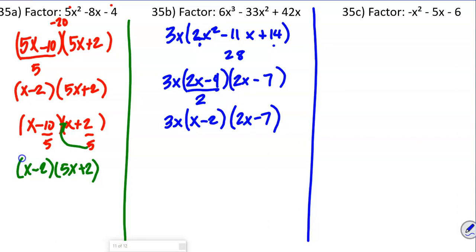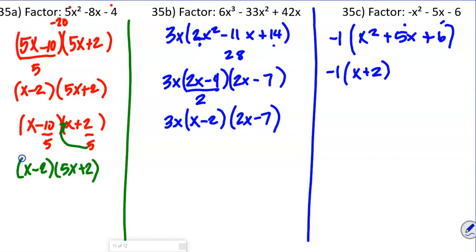All right, so this last one, I'm going to factor out a -1 first. And so when I do that, I get x squared plus 5x plus 6. So that's going to be a -1 times x. What are the factors of 6 that add up to 5? That would be x plus 2 and x plus 3, right? So those are our factors there.